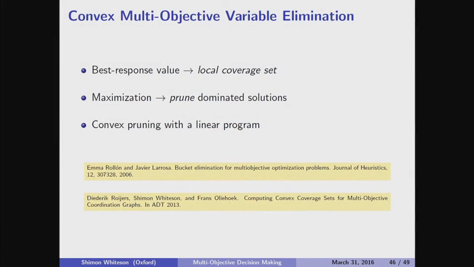So what we could do is take an inner loop approach. We could take this variable elimination algorithm that I very quickly sketched and replace maximization with a pruning operation. We've actually done this. Some people did this before us to compute Pareto coverage sets. This is the work of Roijers and Whiteson. We took that work further for computing convex coverage sets. This is an inner loop approach.